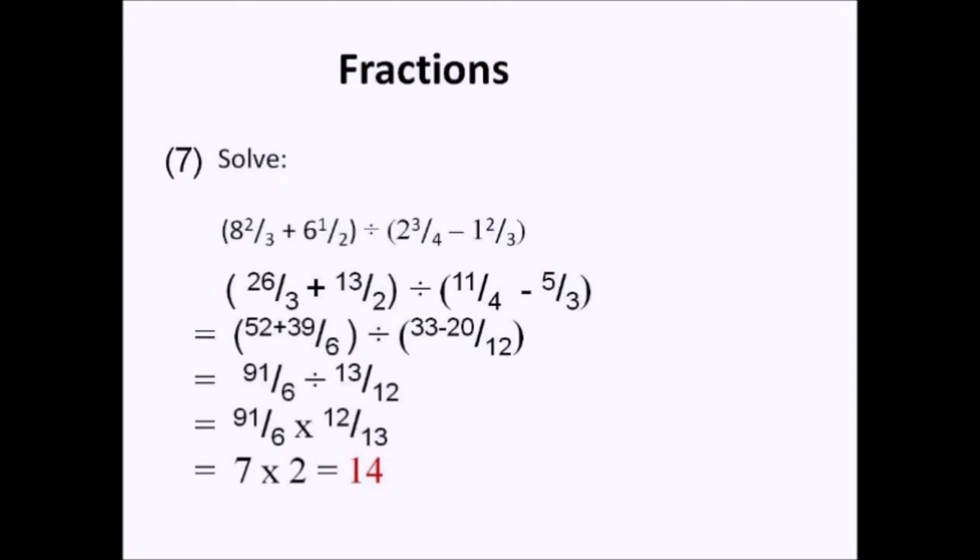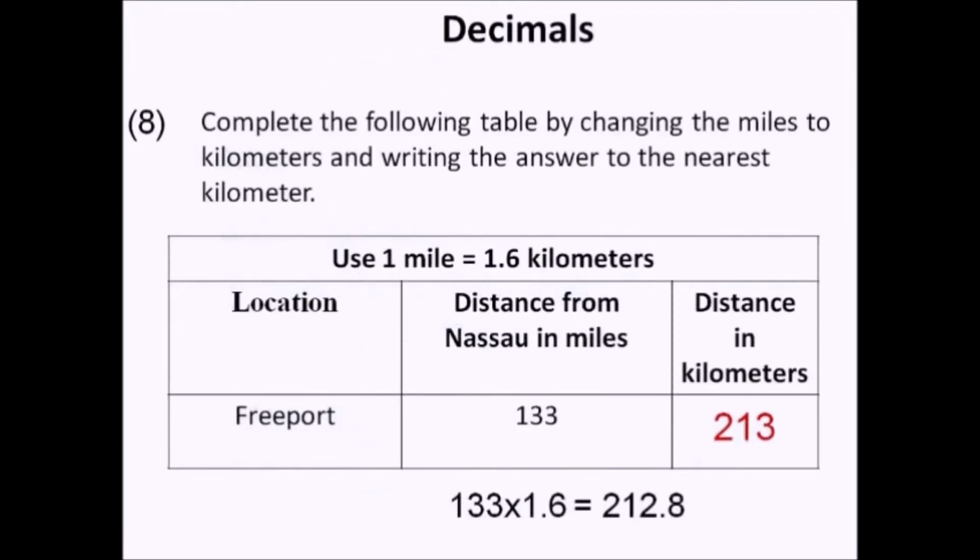There's another way to work it: you can change your mixed numbers to improper fractions. So you get 26/3 plus 13/2, divided by 11/4 take away 5/3. And you'll still end up with 91/6 times 12/3. Remember, when you're dividing you have to multiply and turn the back fraction upside down, invert it. 14. And we go on to number 8, decimals.